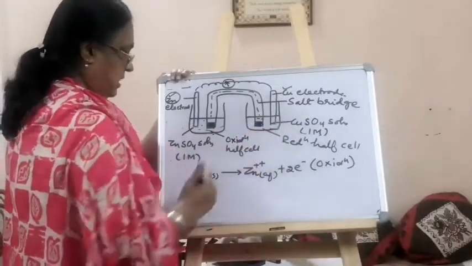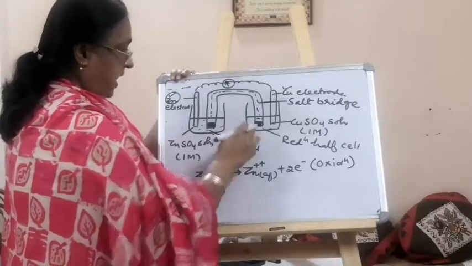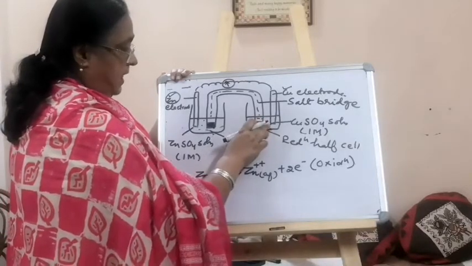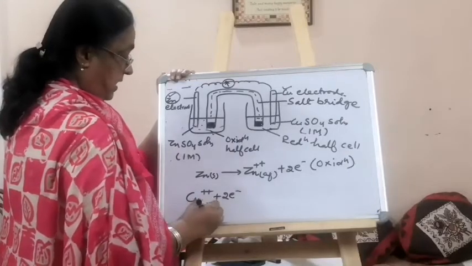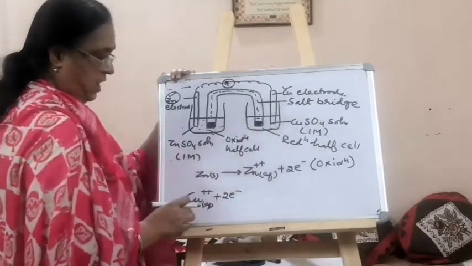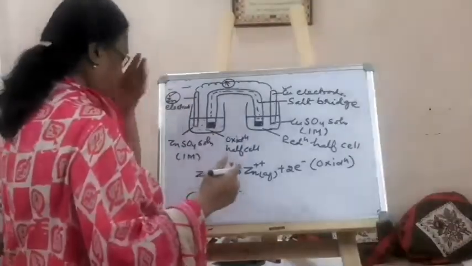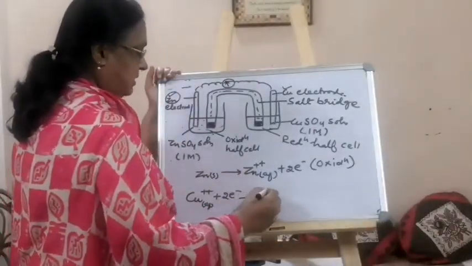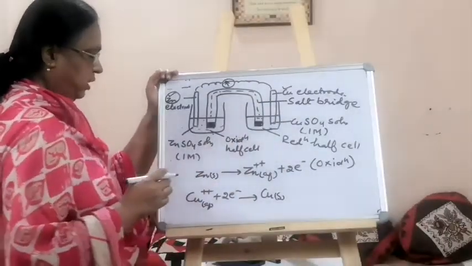And in this half cell, the reduction half cell, the copper ions present here will gain electrons. These copper ions are in aqueous solution, a physical state which is important and compulsory to mention. And then they are turned into solid copper. And here what do you see?